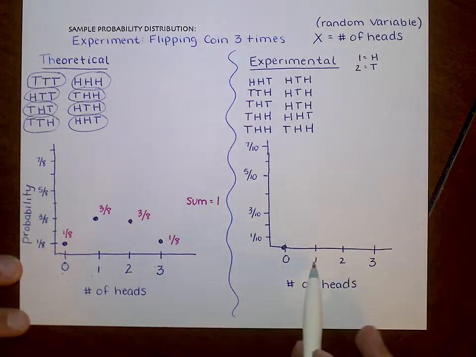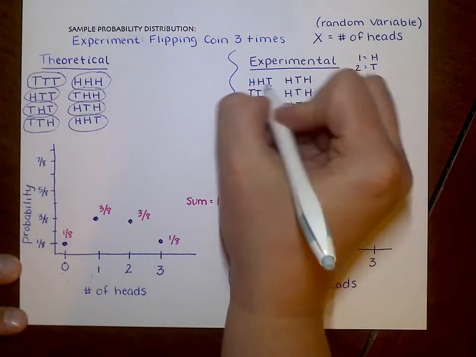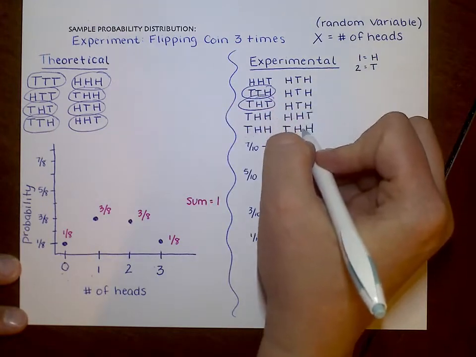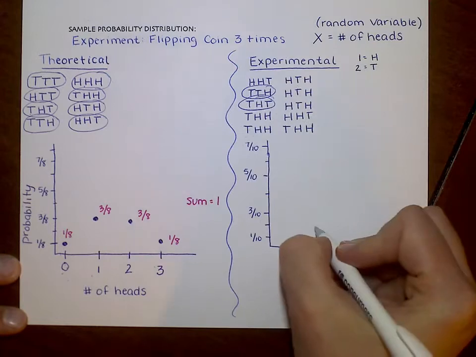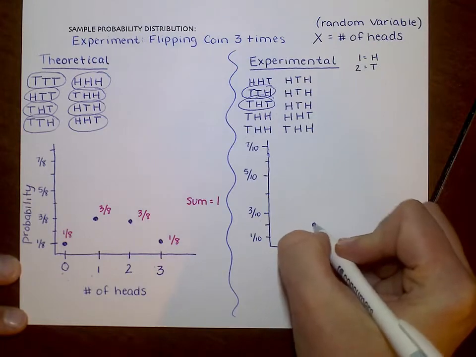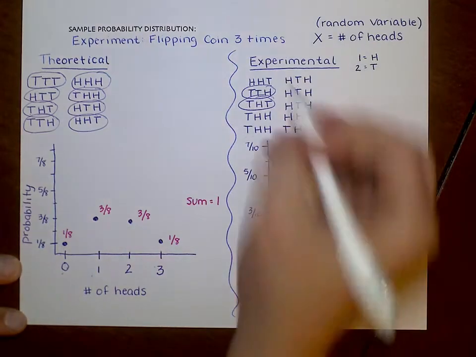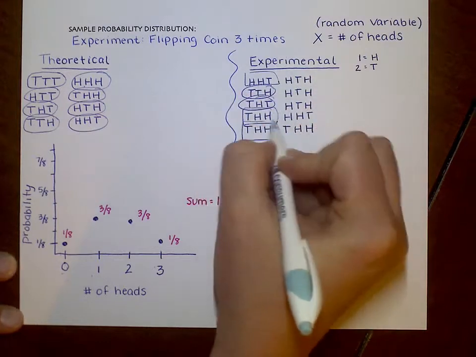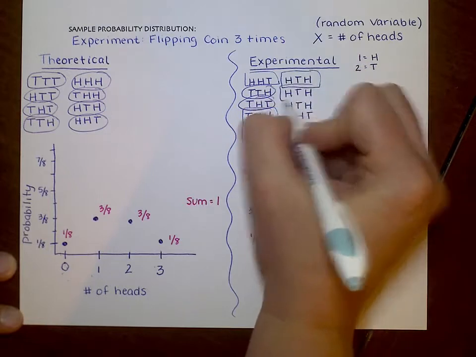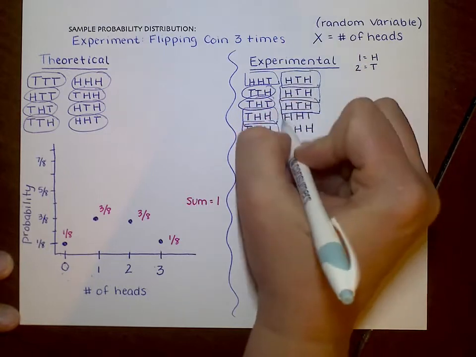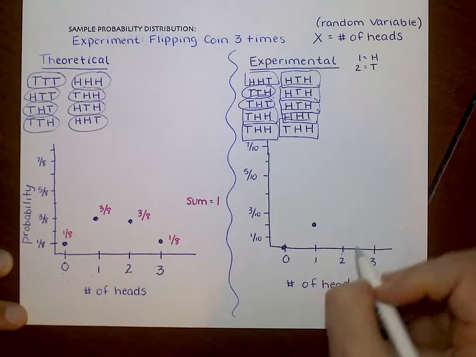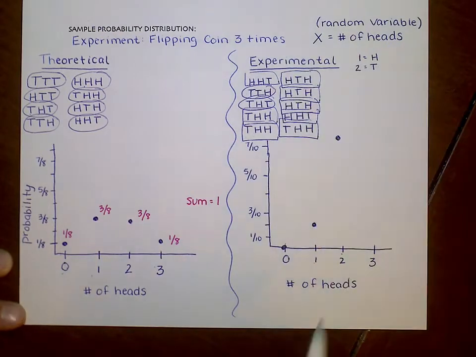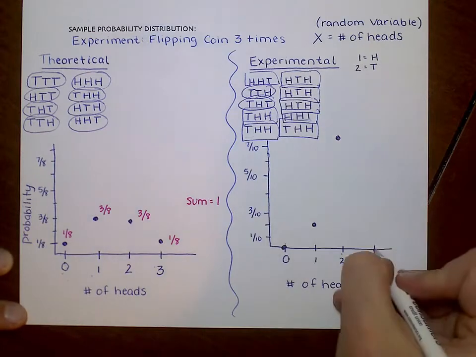Okay. 1 head. How many times do we get just 1 head? So I see 1, 2. I think that's it. That's 2 out of 10. How many times did I get 2 heads? That's 1. I think it's almost all the rest of them. 2, 3, 4, 5, 6, 7, 8. So that's 8 out of 10. Of course, I didn't go high enough. 8 out of 10 would be up here. And then for 3 heads, I didn't get any of those. So that would again be a 0.